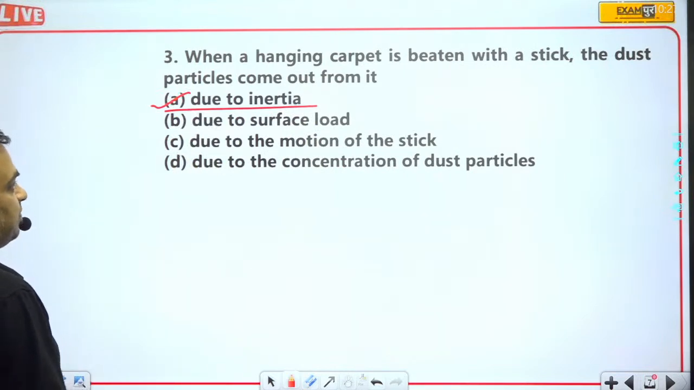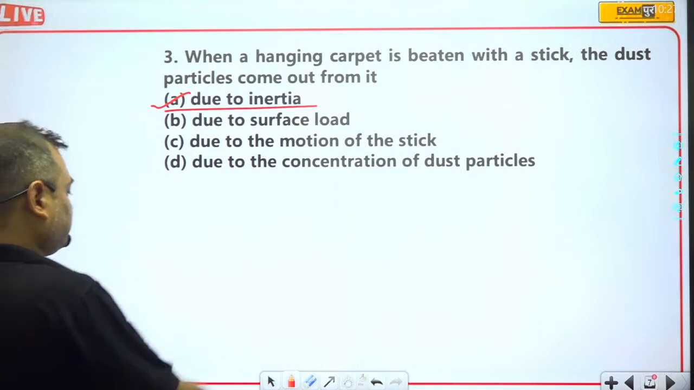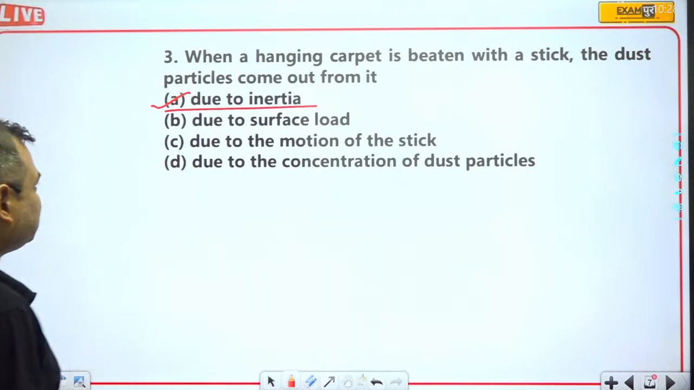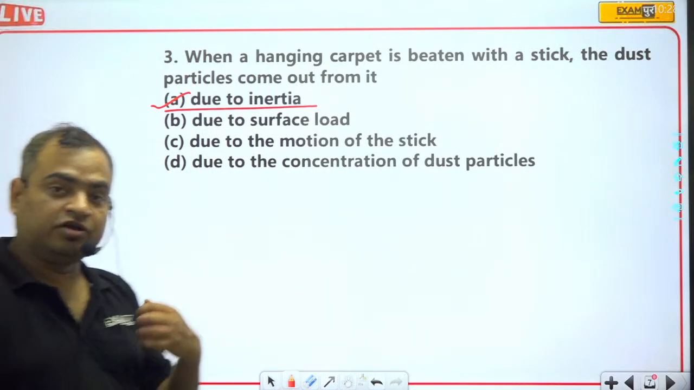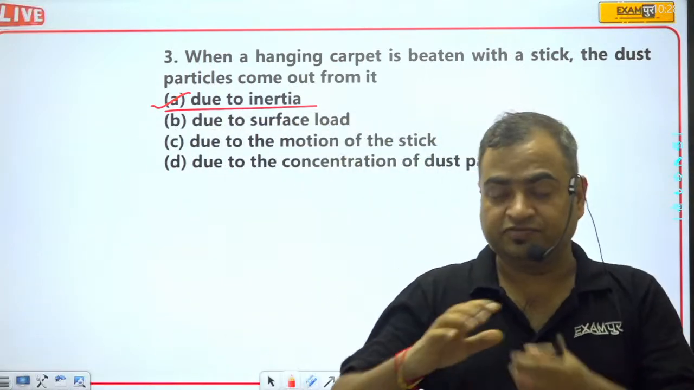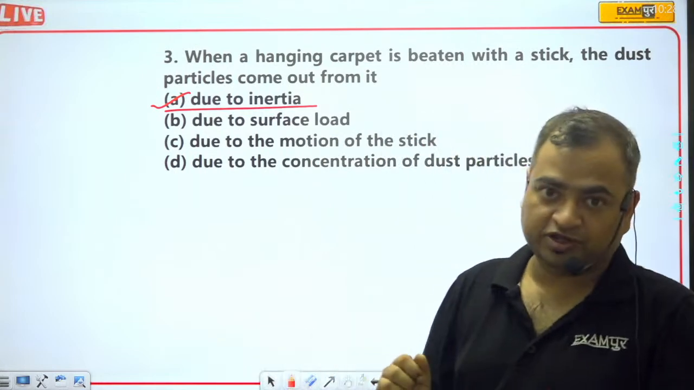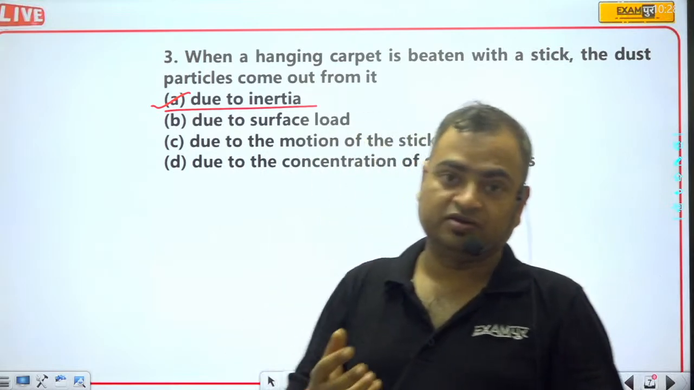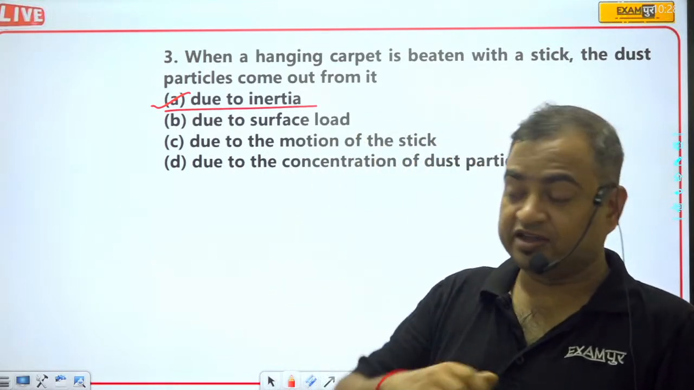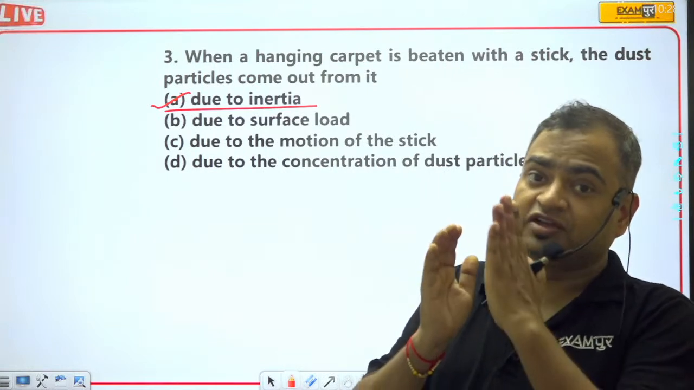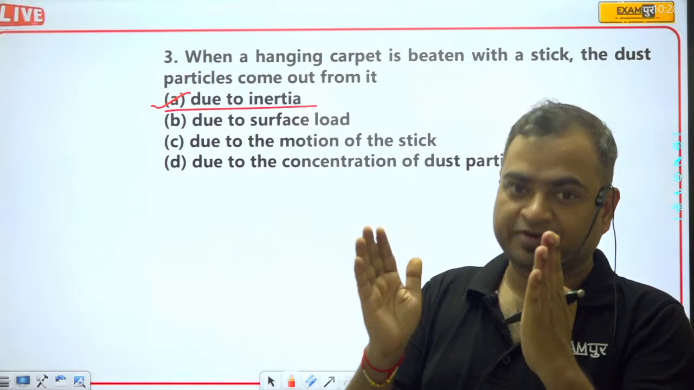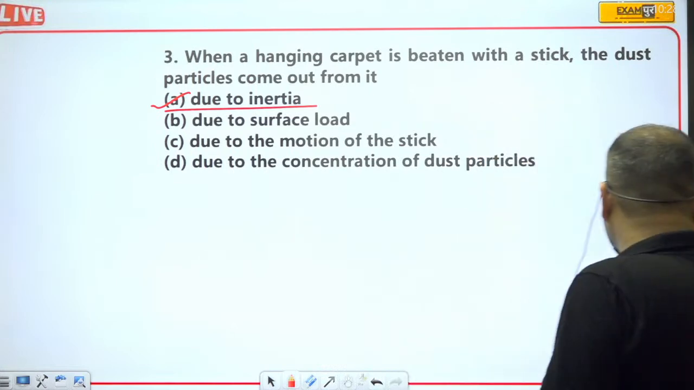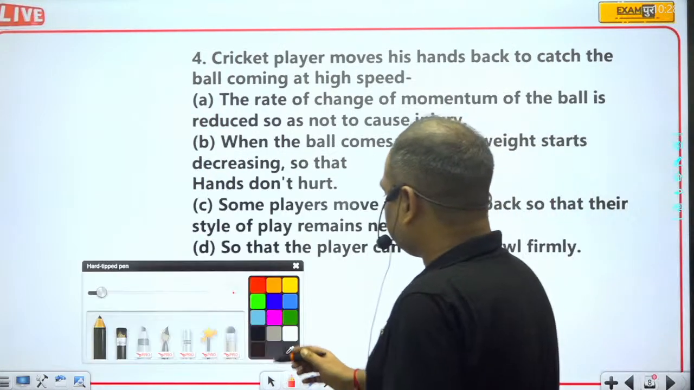When a hanging carpet is beaten with a stick, the dust particles come out from it. This is due to the law of inertia. When you beat a carpet, the dust particles remain in the state of rest, but the remaining carpet comes into motion, and in this way the carpet and the particles become separate. In this way these dust particles come out from the carpet. This is because of the law of inertia.